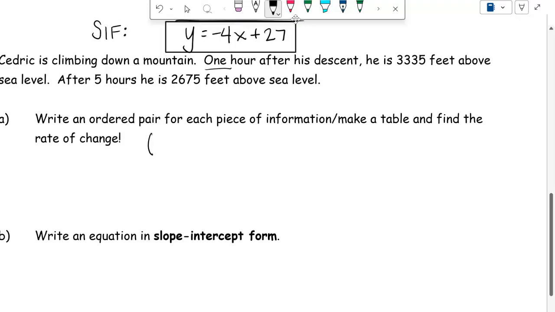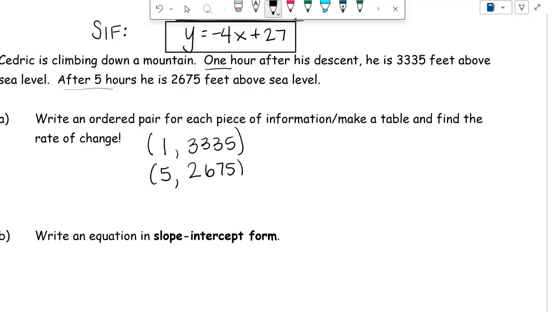Well, one sentence here, 1 hour after his descent, he is 3,335 feet above. So that would be the ordered pair 1, 3,335. The second sentence here, it says after 5 hours, that's going to be the start of our second ordered pair, he's 2,675 feet. We can easily turn these ordered pairs into a table and do our jumps. To get from 1 to 5, we add 4. And to get from 3,335 to 2,675, we subtract 660.